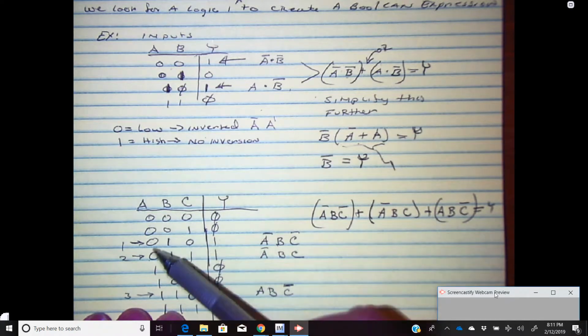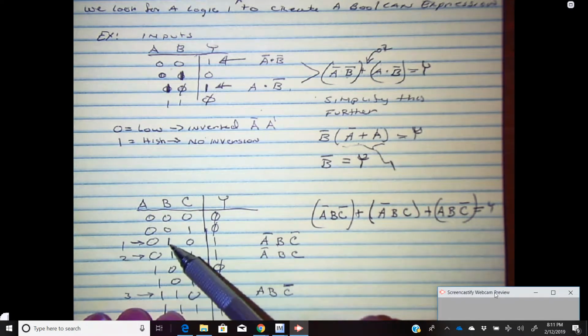And we know that this is going to be A naught, B, and C naught. So A naught, B, C naught. The second one is going to be A naught, B, C. And the third one is going to be A, B, and C naught. So we have these three equations.